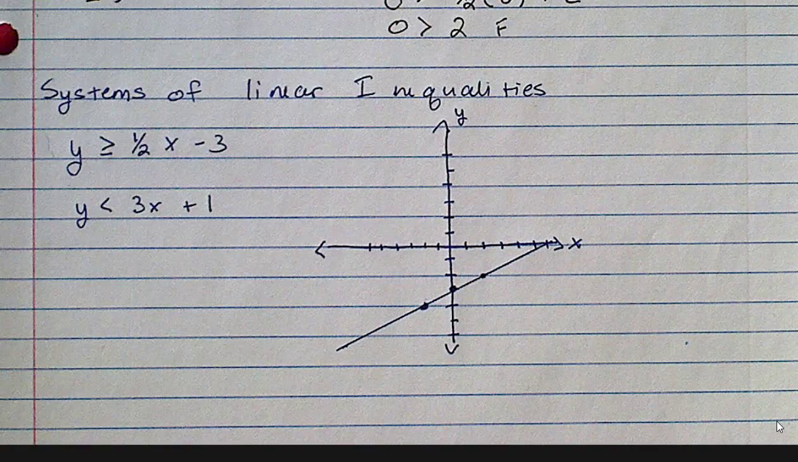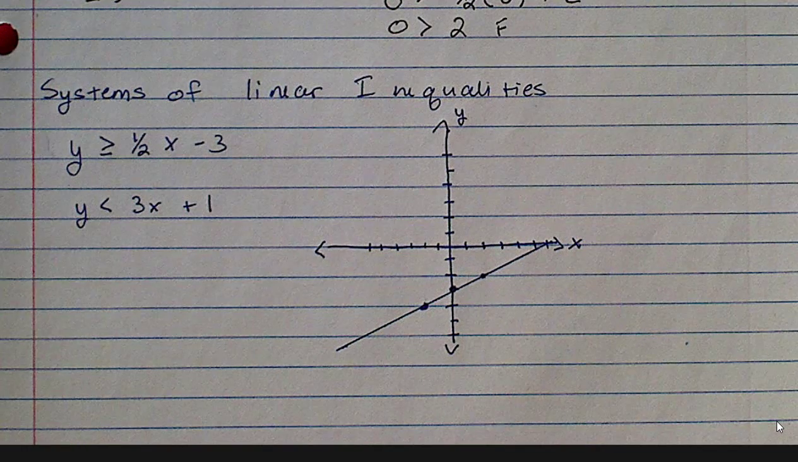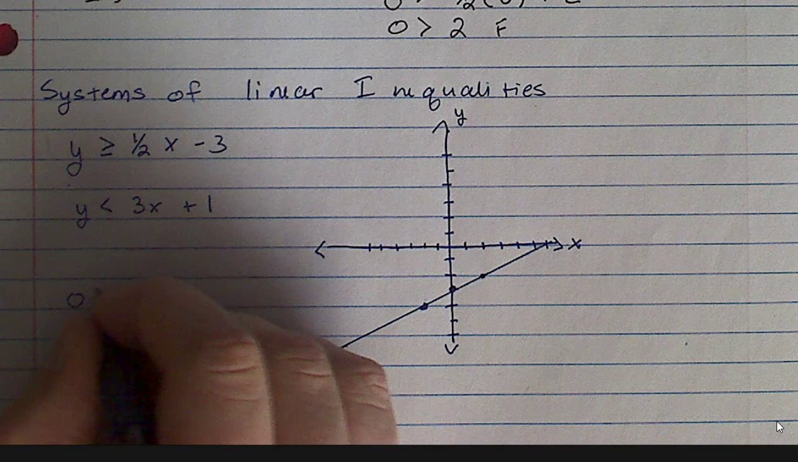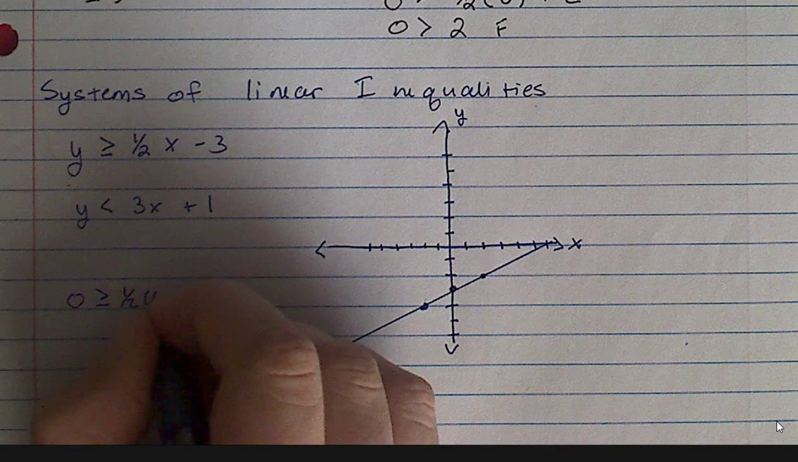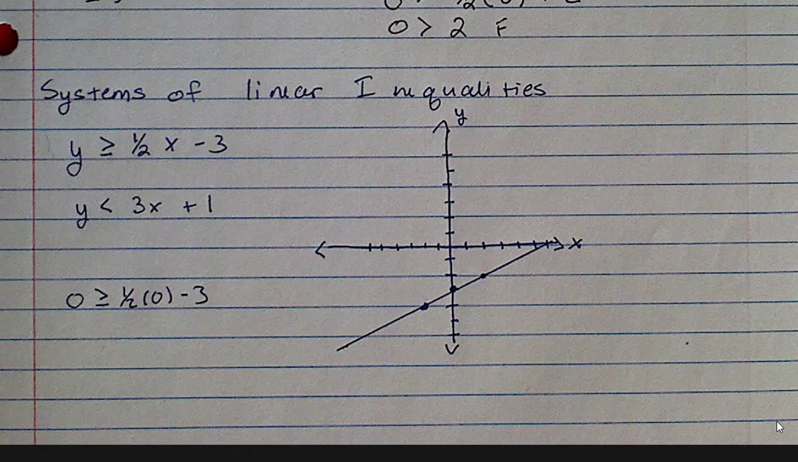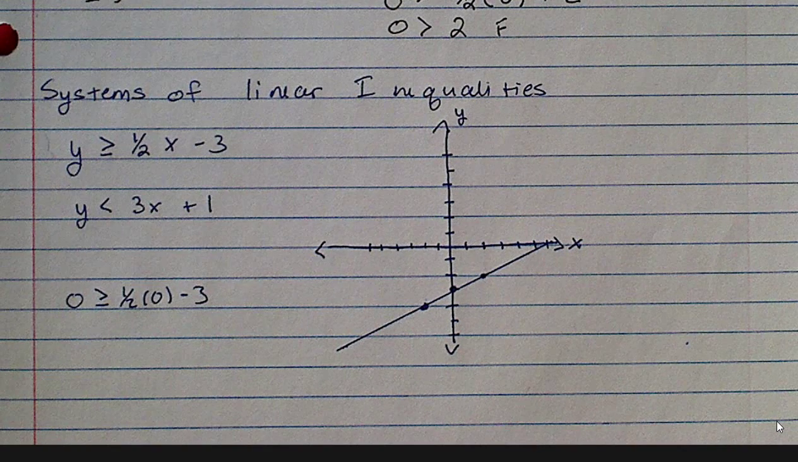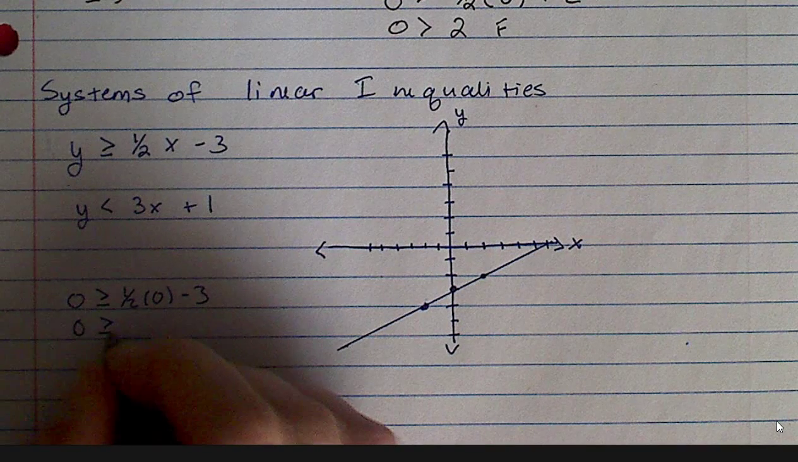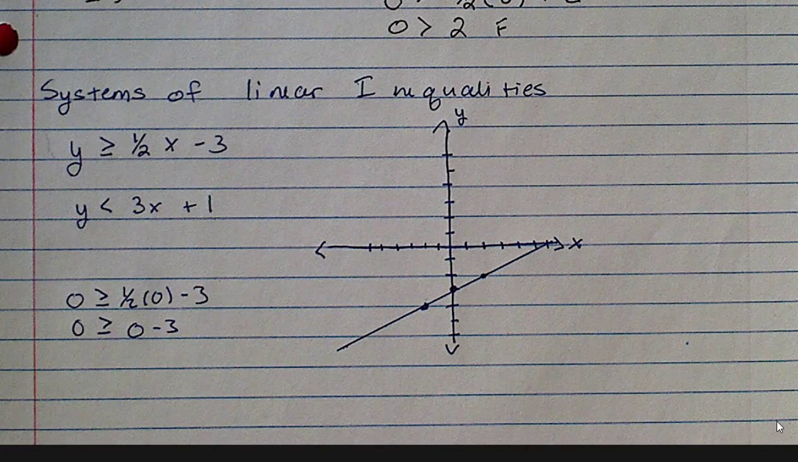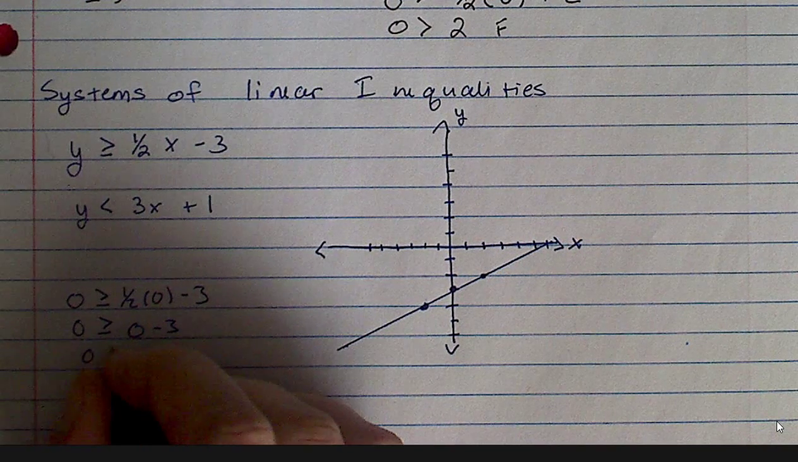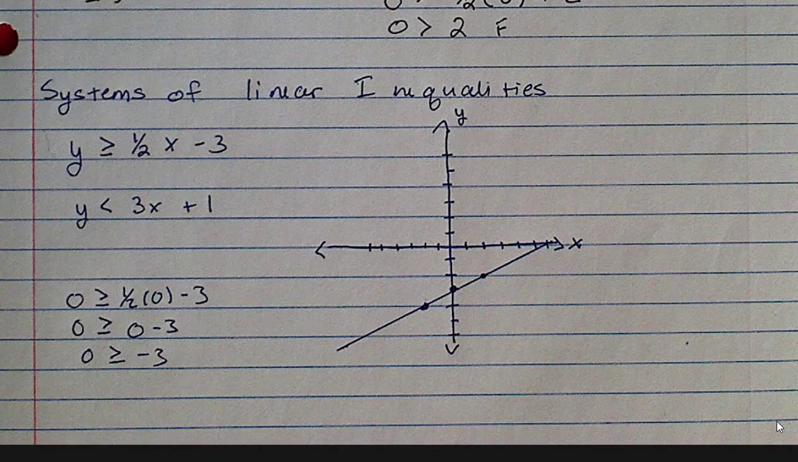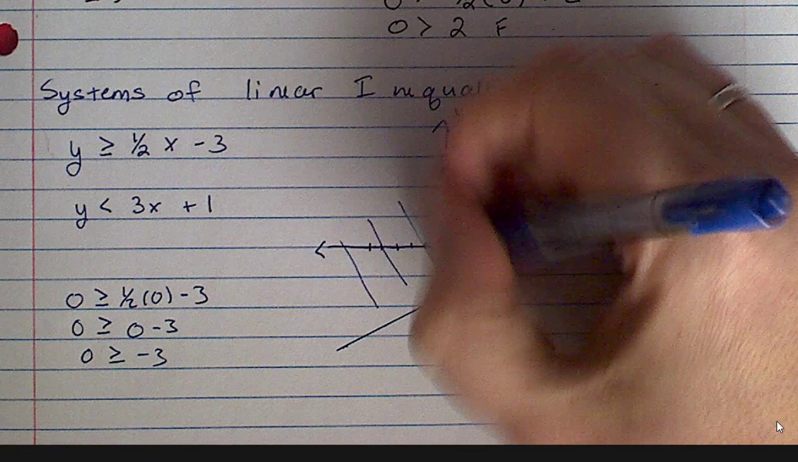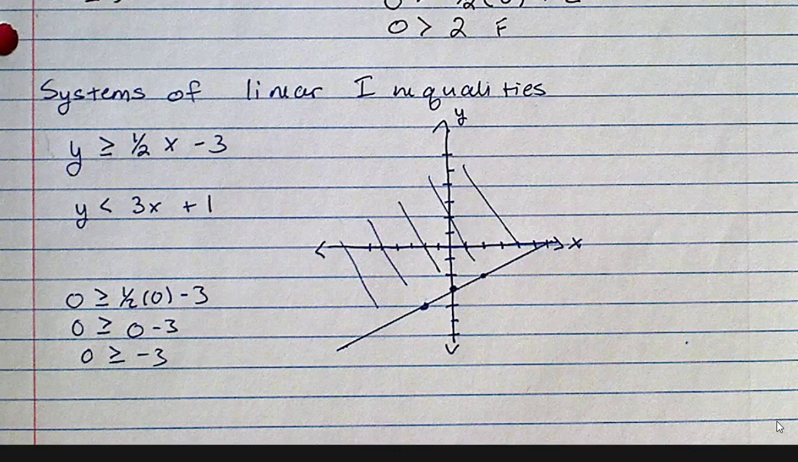If I put 0, 0 in there, I'm going to check to see if that would give me a solution. So I'm going to go 0 greater than or equal to 1/2 times 0 minus 3. So what's half of nothing? Nothing. Okay, so 0 greater than or equal to 0 minus 3. And what's 0 minus 3? Negative 3. Is 0 greater than or equal to negative 3? Okay, that's true. So I'm going to shade up here where 0, 0 is. I'm going to shade it really, really lightly.